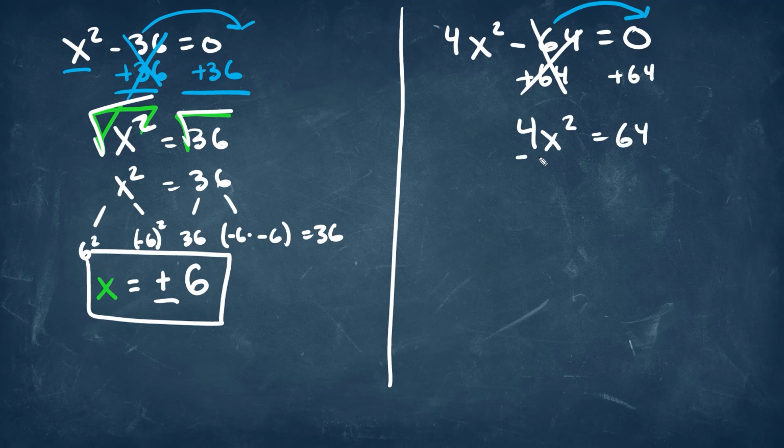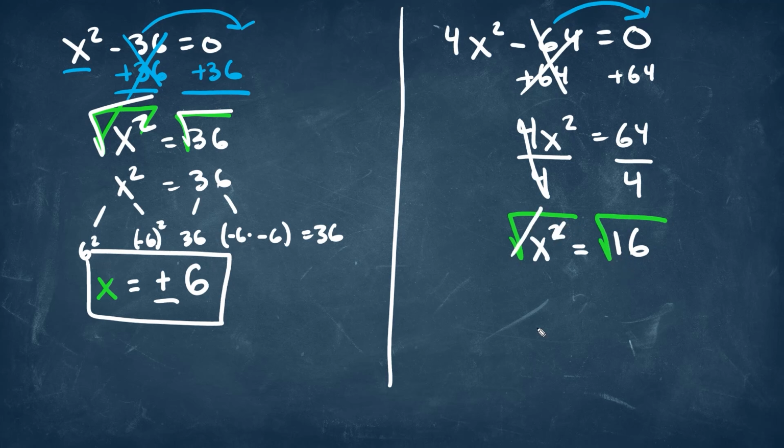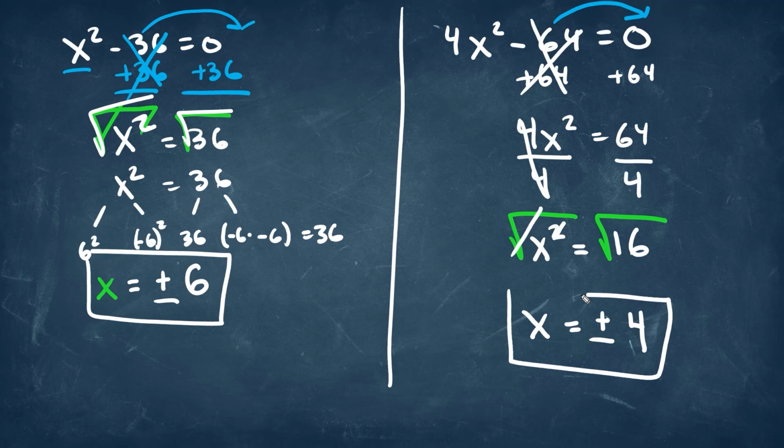Before we can take the square root, we're going to have to divide by 4 on both sides now. With that, the 4's are going to cancel out, so we're going to be left with x squared is equal to 16. We'll follow the same step as before, where we'll take the square root on both sides. The square root is going to cancel out with the squared, so we'll be left with x on this side, and on the other side is going to be equal to plus or minus the square root of 16, which is going to be 4. And that will be our answer.